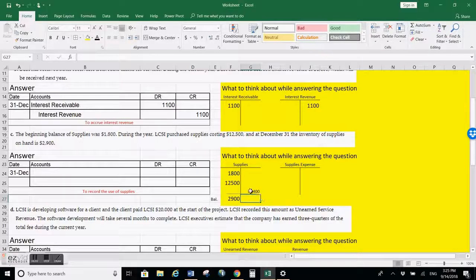That's the amount that must have been used up. So that's the amount that needs to come out of the supplies account. Where we'll put it is into the supplies expense because it's been used up. Expenses are always debits, so our supplies expense will be debited for $11,400 and supplies credited for $11,400.